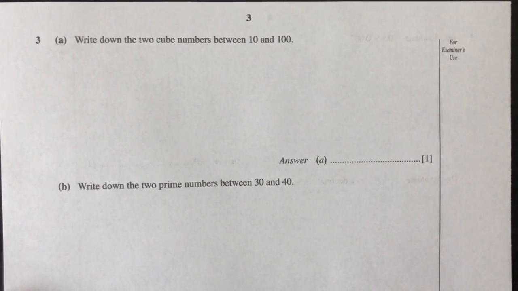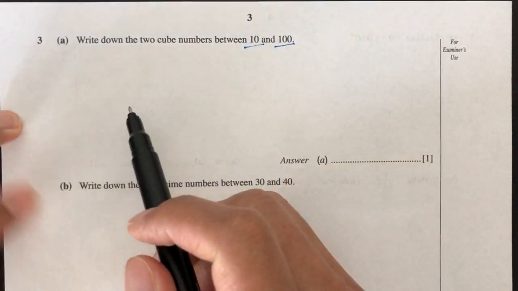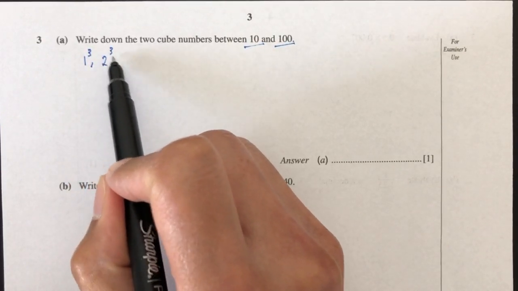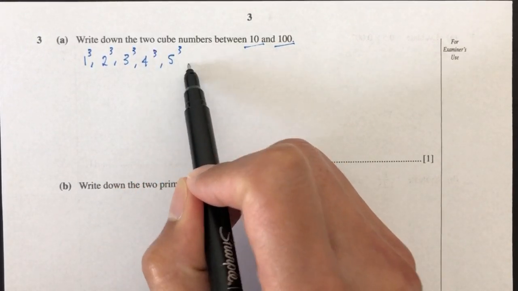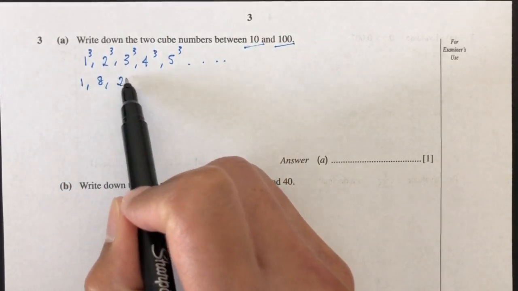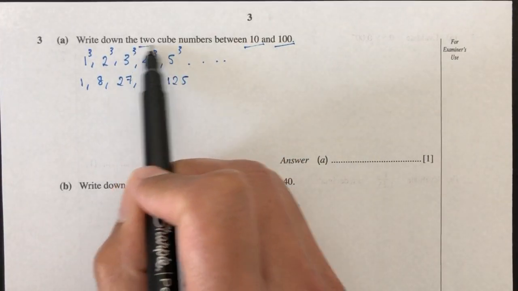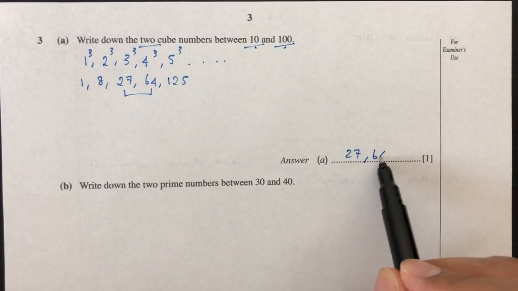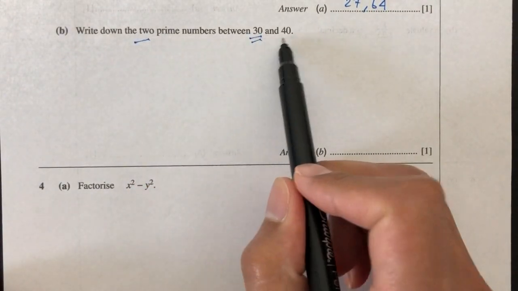Let's move on to question number 3. Write down 2 cube numbers between 10 and 100. So what are cube numbers? As you know, it can be 1 cube, 2 cube, 3 cube, 4 cube, 5 cube, going on. So let's see what are the values of these ones. This will be 1, this will be 8, this will be 27, this will be 64, this will be 125. So 2 cube numbers between 10 and 100, that will be these two. So 27 and 64.